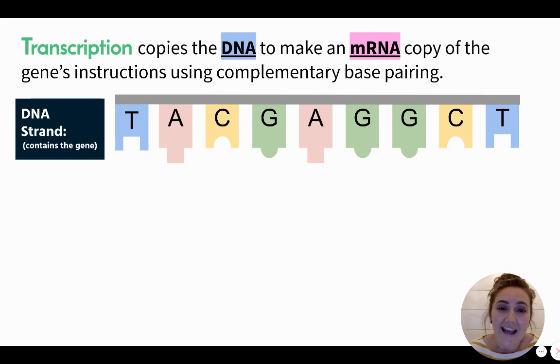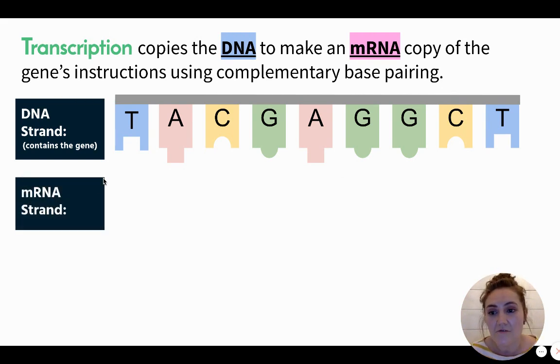But the letter A is no longer pairing with T because thymine is not found in mRNA. It's only found in DNA. So we're going to use the substitute nitrogen base, uracil, the letter U, in its place. So let's see what that looks like. So for this first one, I'm going to start all the way to the left and work my way to the right, just like reading a sentence.